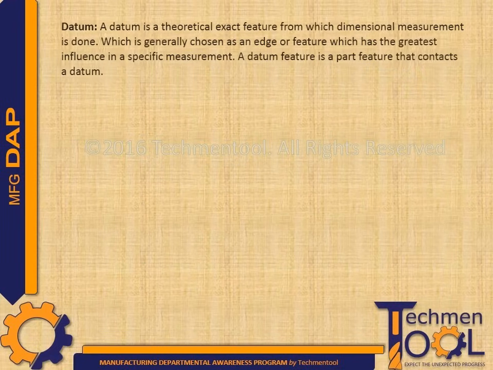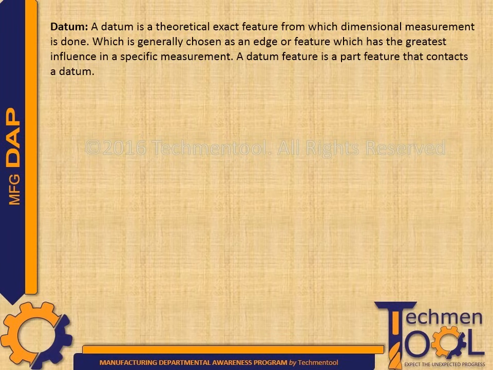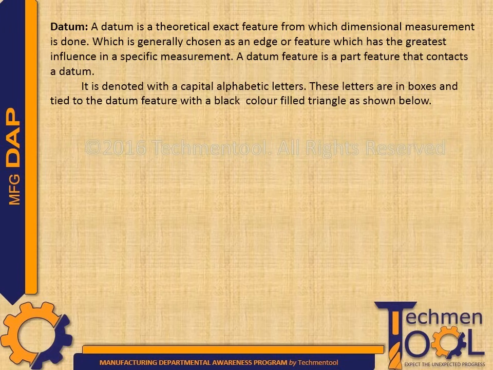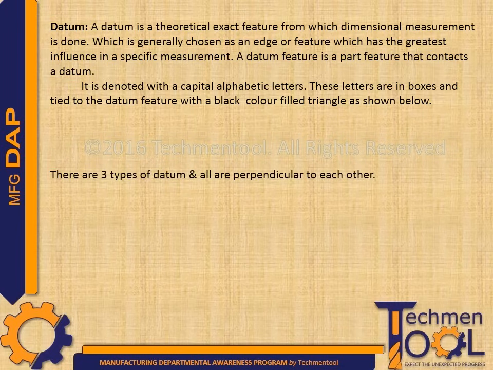Now let us learn some basic concepts. Datum. A datum is a theoretical exact feature from which dimensional measurement is done, which is generally chosen as an edge or feature which has the greatest influence in a specific measurement. A datum feature is a part feature that contacts a datum. It is denoted with capital alphabetic letters. These letters are in boxes and tied to the datum feature with a black filled triangle as shown below.